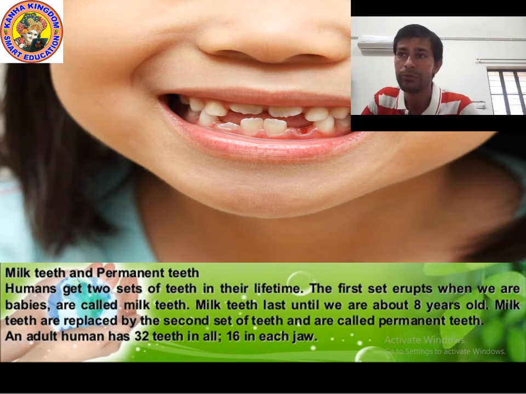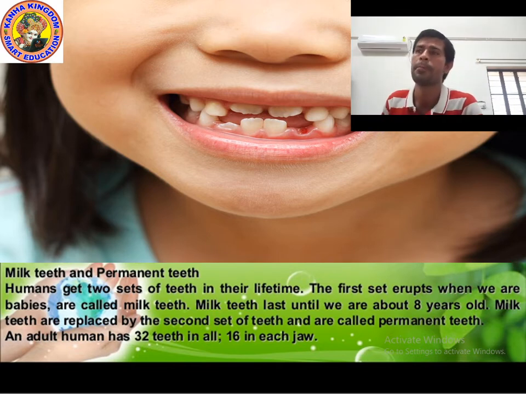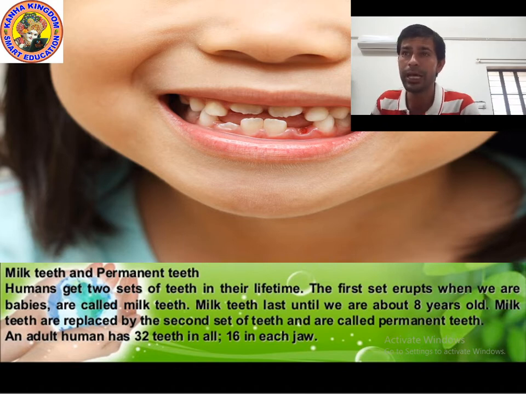As we grow, our milk teeth start to break down, then permanent teeth start to erupt, and we have 32 permanent teeth, 16 in each jaw, meaning 16 in the upper jaw and 16 in the lower jaw. So milk teeth do not stay forever, but permanent teeth stay forever, so we should take care of them. We should brush twice a day.